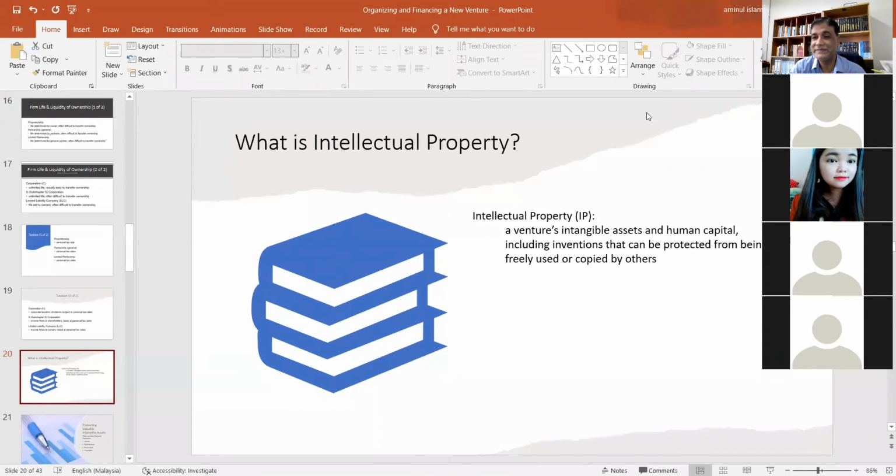Okay, my second question is LLC. Is it Sdn Bhd? Do we have any LLC example? LLC, Limited Liability Company. Do we have any example for us? Okay, for Malaysia, LLC.